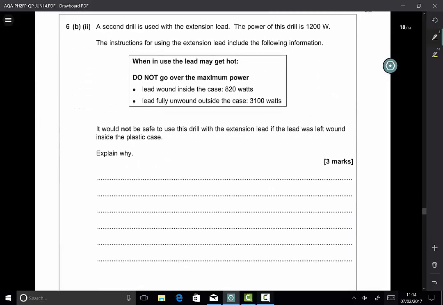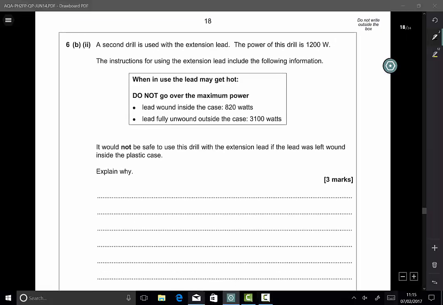Second drill is used with the extension lead. The power of this drill is 1200 watts. The instructions for using the extension lead include the following information. Do not go over the maximum power because the lead may get hot. Right. If the lead is wound inside the case, it can have a maximum of 820 watts, and if it's outside the case, 3,100 watts. So why would it not be safe to use the drill with the extension lead if the lead was left wound inside the plastic case?